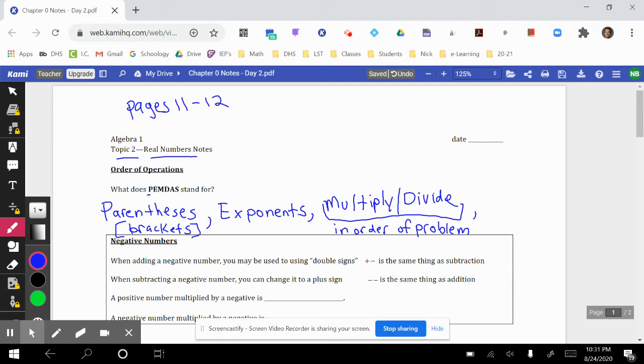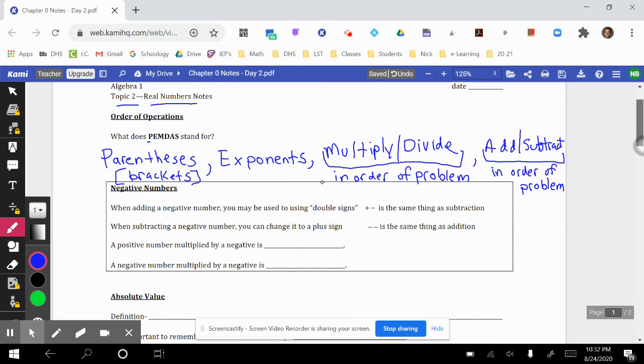And then the last, the A and the S, are for your adding and subtracting. Those are the last 2 operations that we're going to take care of in our problem. Again, adding and subtracting are done at the same time in order of the problem. As we're scanning from left to right, we're going to take care of the adding and subtracting last.